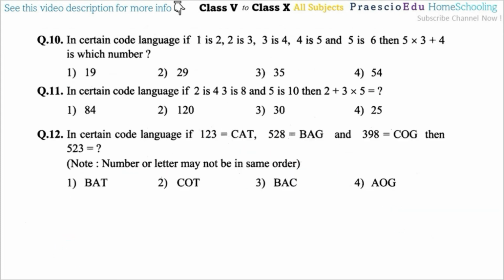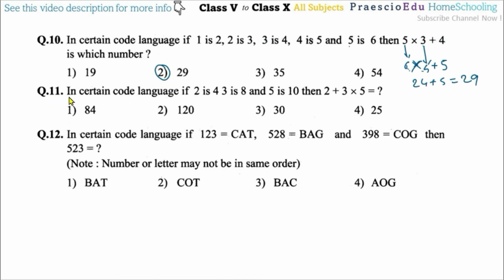Then question number 10, in certain code languages if 1 is 2, 2 is 3, 3 is 4, 4 is 5 and 5 is 6, then 5 multiplied by 3 plus 4 is equal to how much? So 5 is a 6, then multiply, then 3 is a 4, then addition, and 4 is a 5, so plus 5. Multiplication we will do first, so 6 multiplied by 4 is 24 plus 5, so it is 29, and 29 is given in option number 2.